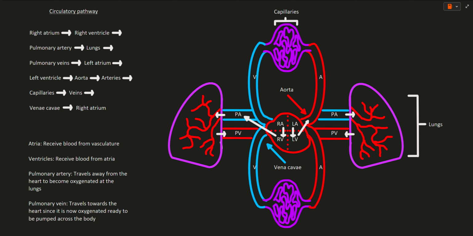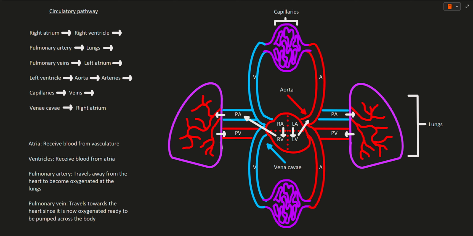First, deoxygenated blood enters the right atrium. This deoxygenated blood is then pumped into the right ventricle. Then, the right ventricle pumps this blood into the pulmonary artery. The pulmonary artery carries deoxygenated blood away from the heart towards the lungs, where it becomes oxygenated.